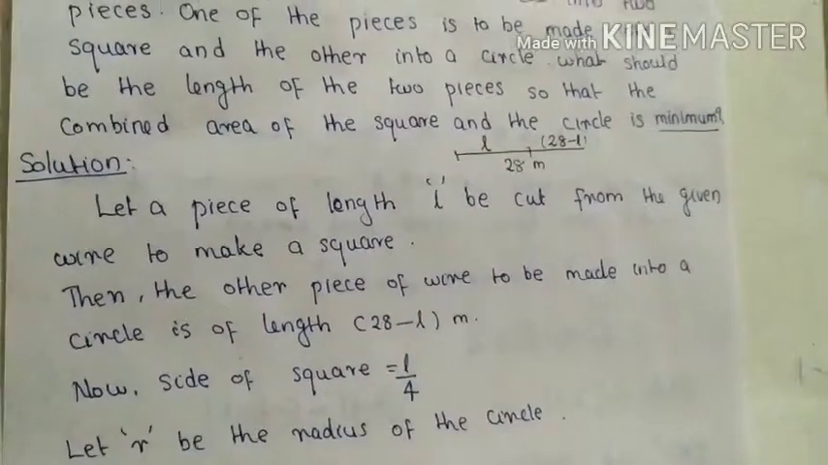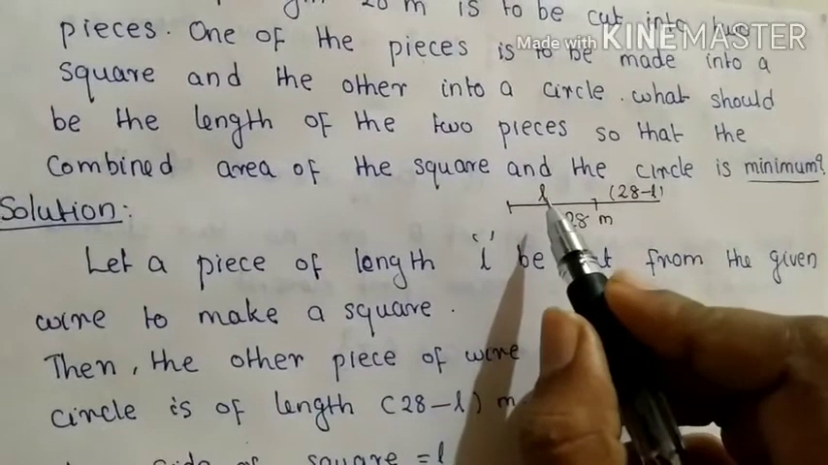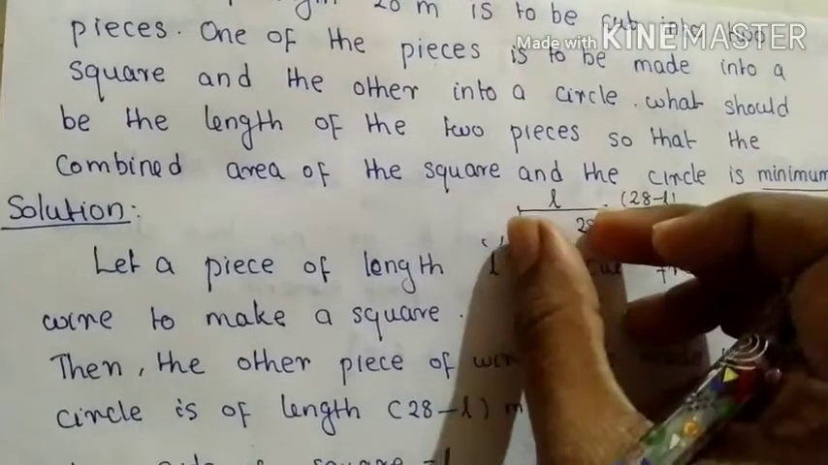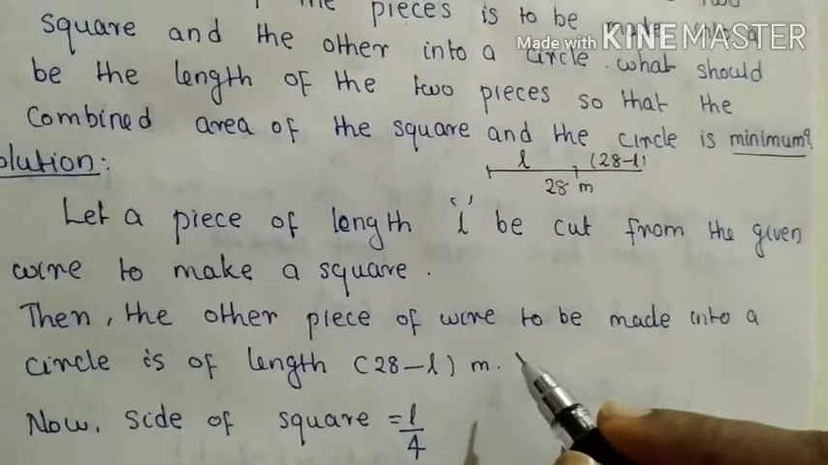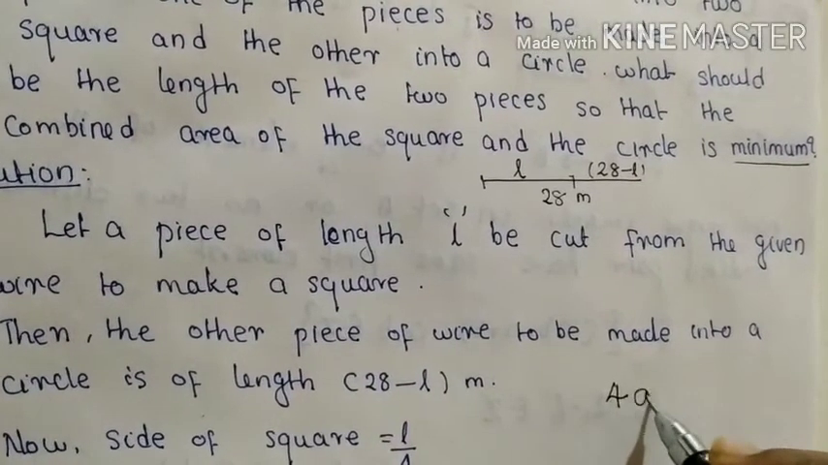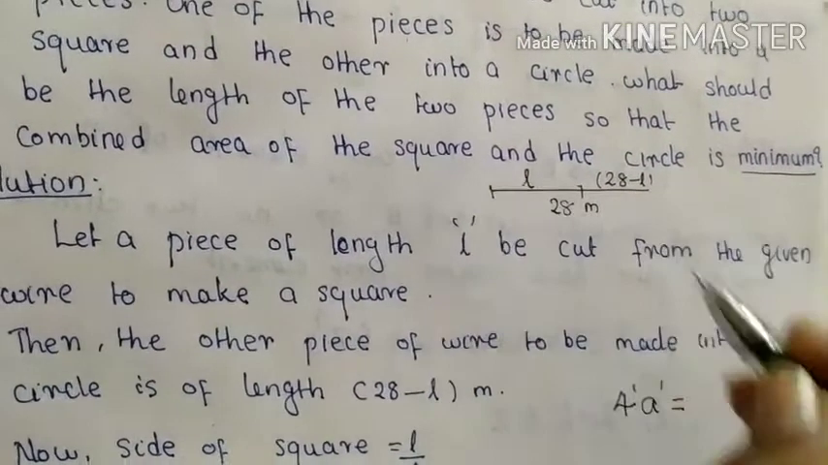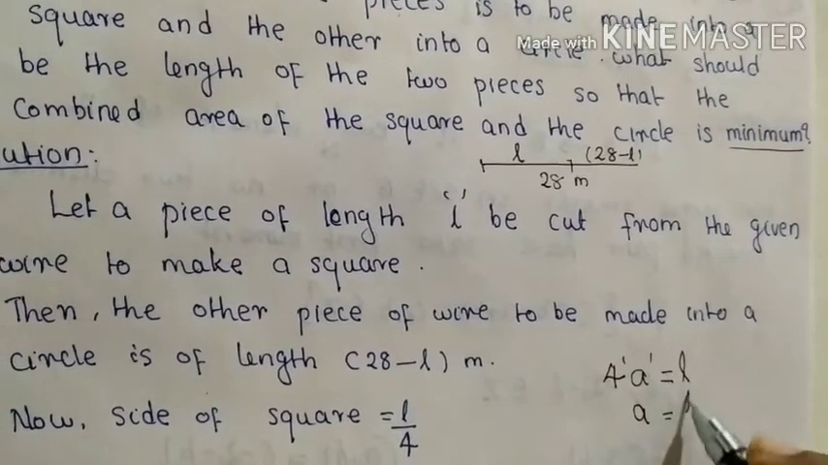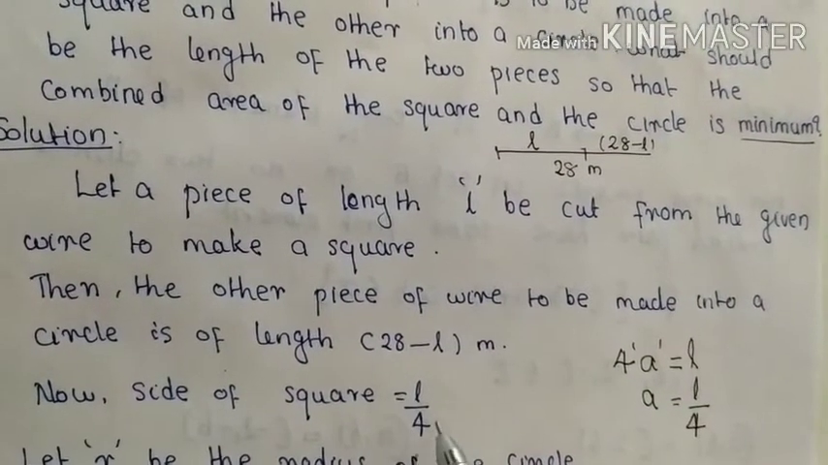Here L is the length of wire to make a square. That means the perimeter of the square is equal to L. And what is the perimeter of a square? We know that if the side of a square is a, then the perimeter of the square is 4a. So it will be equal to the length L. From this we get the side of the square is L by 4.